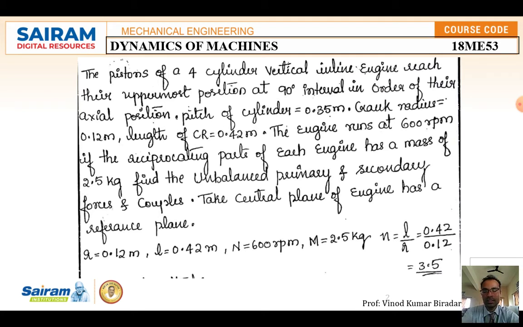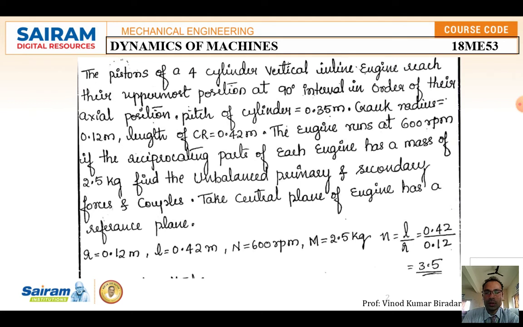The crank radius r is 0.12 meter. In some problems they may give you values in mm, and you have to convert them into meters. Here in this problem they gave it directly in meters, so take it as usual. So r is 0.12 meter, the length L is 0.42 meter, and the speed is 600 rpm, not 6000. The mass of each is 2.5 kg, and the obliquity ratio n is equal to L by r, that is the connecting rod length to the crank radius. If you divide 0.42 by 0.12, you get 3.5.